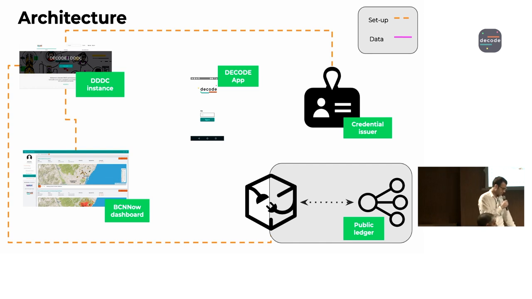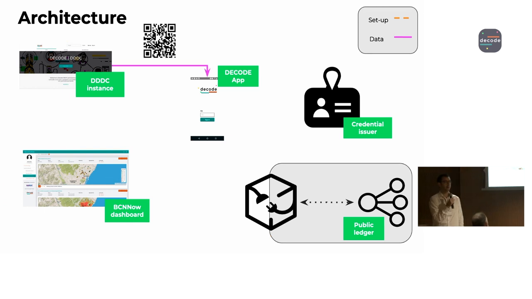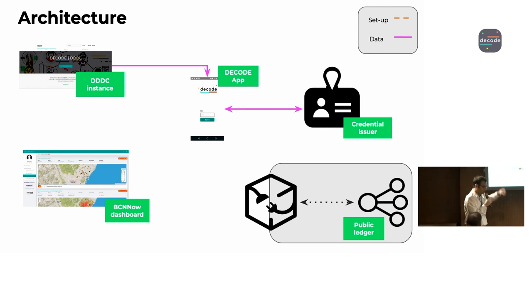Once the petition is set up, a citizen has to use the DECODE app and will have to read a QR code that will lead her to the credential issuer. At this point, you share the minimal data with the credential issuer in order to obtain what is called a credential that will tell the creator of the petition, okay, you can sign this petition. Once you have your credential in your phone, you can go to the public ledger using the petition API and you can sign the petition and you close the contract.